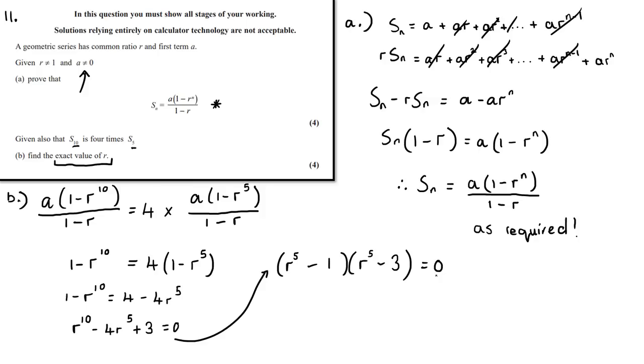So here now, what we get is actually two solutions. So there should be a bit of an issue here because notice this is just the exact value of r. So it's just one value. However, here this indicates we've got two solutions. We've got r to the 5 equals 1 or r to the 5 equals 3.